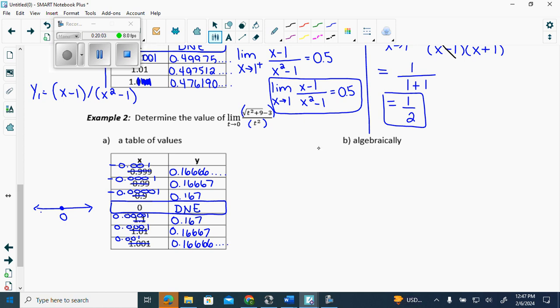We have the limit as t goes to 0 of the square root of t squared plus 9 minus 3 all over t squared. My issue is the t squared, correct? If I can get that t squared to cancel off, can I plug in 0? Yes, currently I can't, because if I plug in 0, I'm going to get 0 in my denominator.